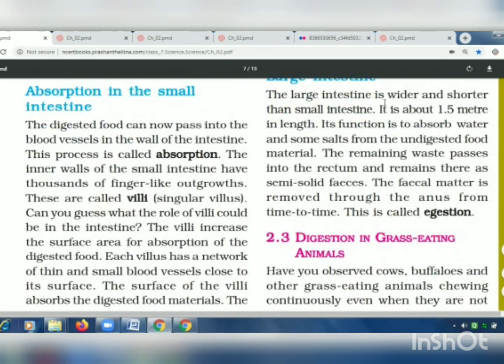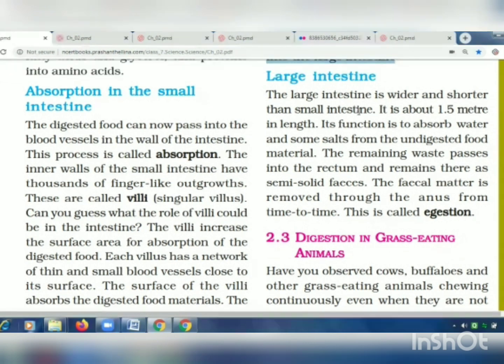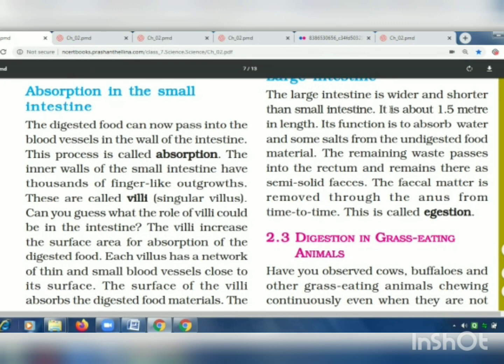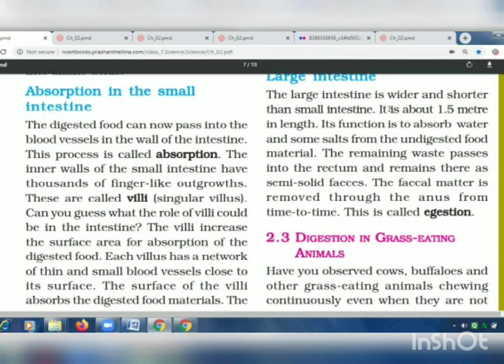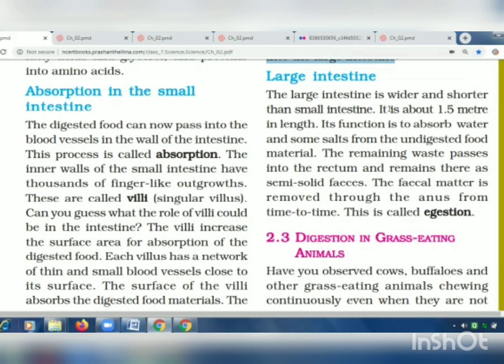The large intestine is wider and shorter than the small intestine. Do you remember the length of the small intestine? It was 7.5 meters. Now how much is the length of the large intestine? It is wider than the small intestine, but it is shorter. It is about 1.5 meters. Our small intestine is 7.5 meters, and our large intestine is 1.5 meters in length.